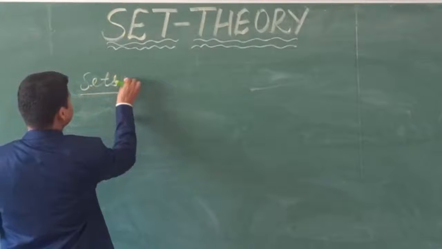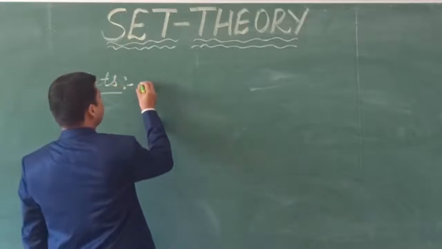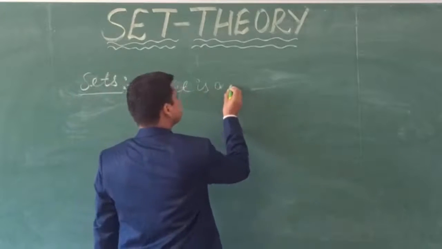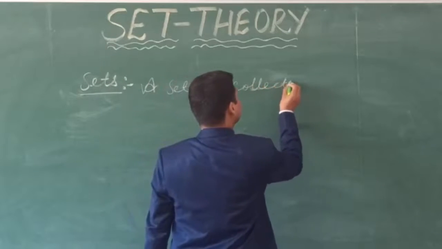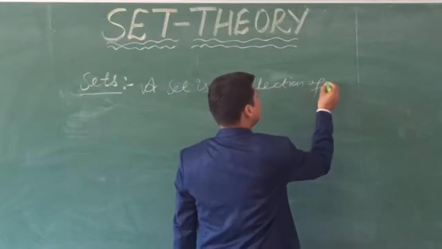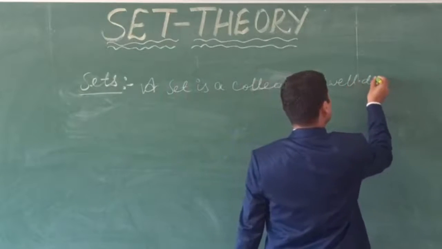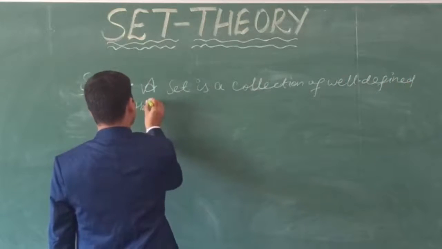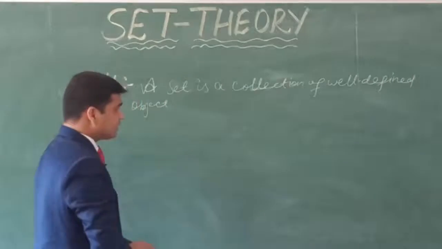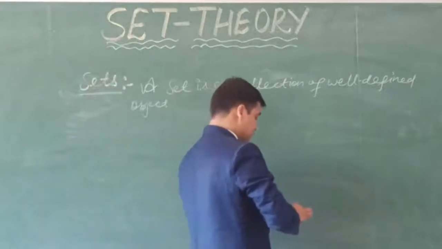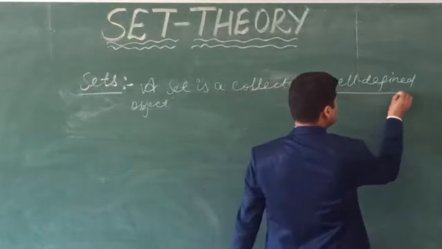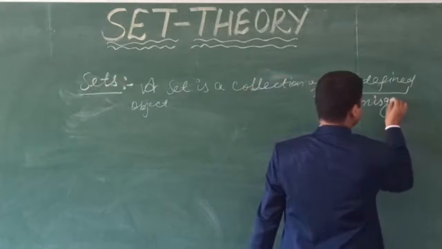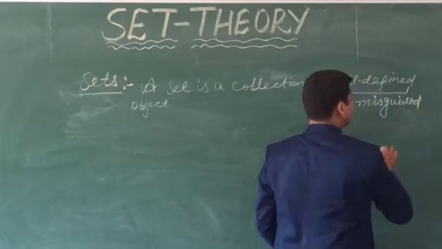What is called a set? Actually, a set is a collection of well-defined objects. Okay, now see this here. A set is a collection of well-defined objects. Well-defined means not misguided. It should be very clear in which sense we are going to talk here.